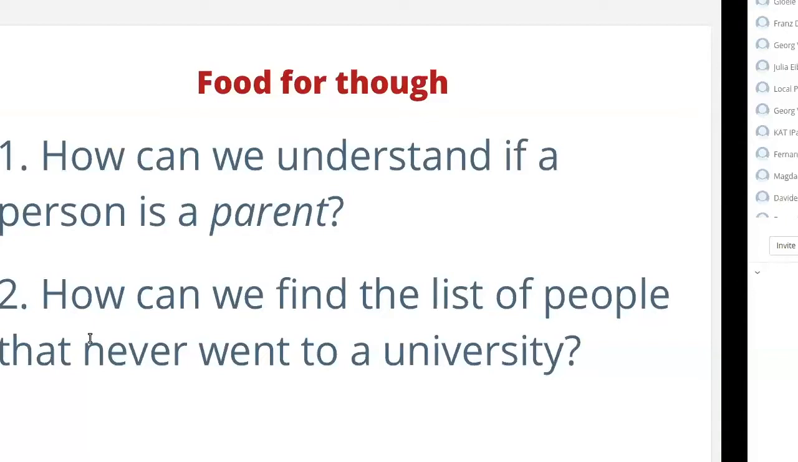I call parents all the people in the person table that have at least one has-child relationship. We don't care about with whom they have that, but as long as they have one relationship, they are classified as parents. So the concept exists, it's just not expressed in a table.